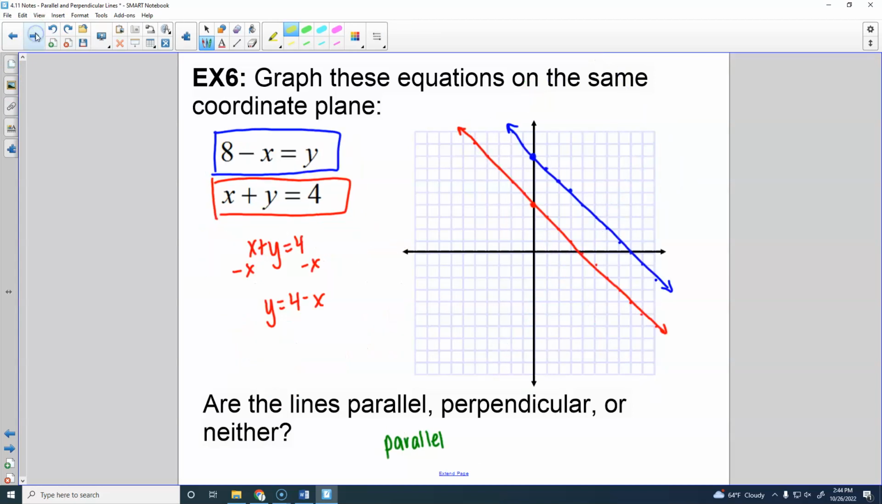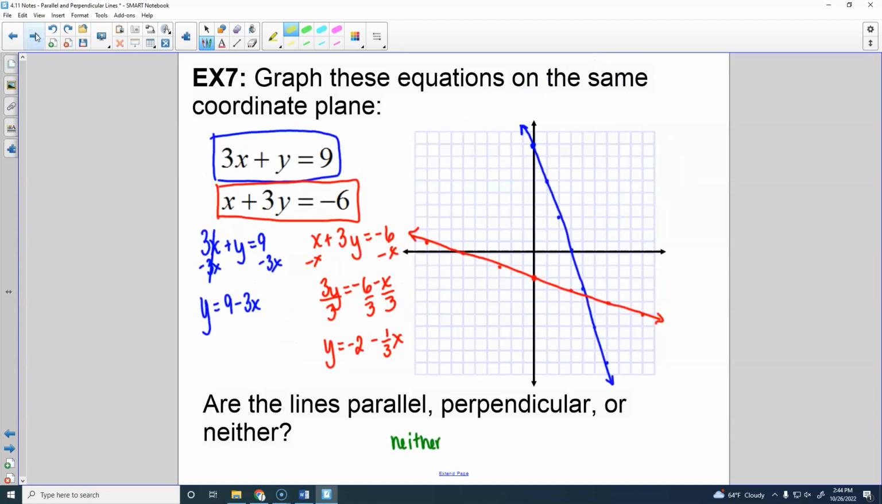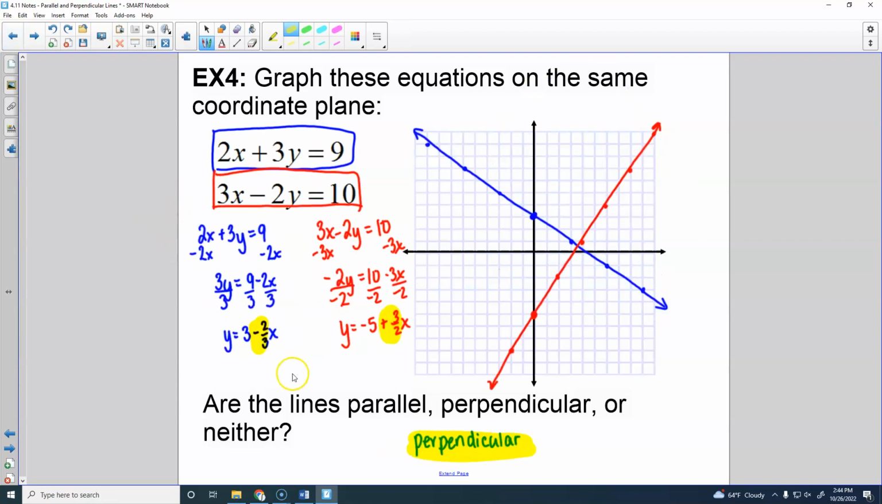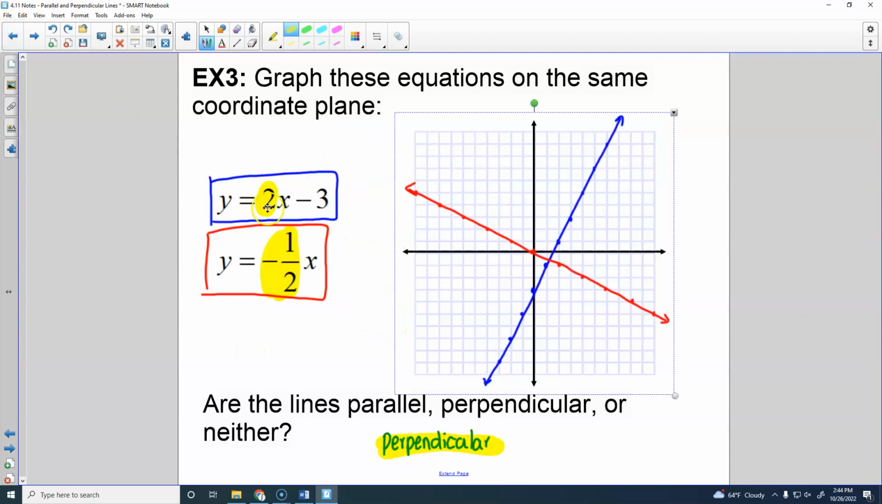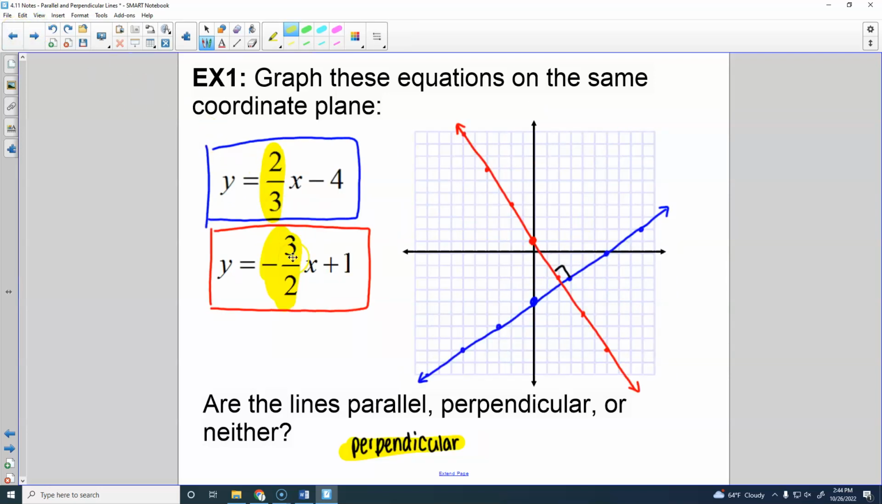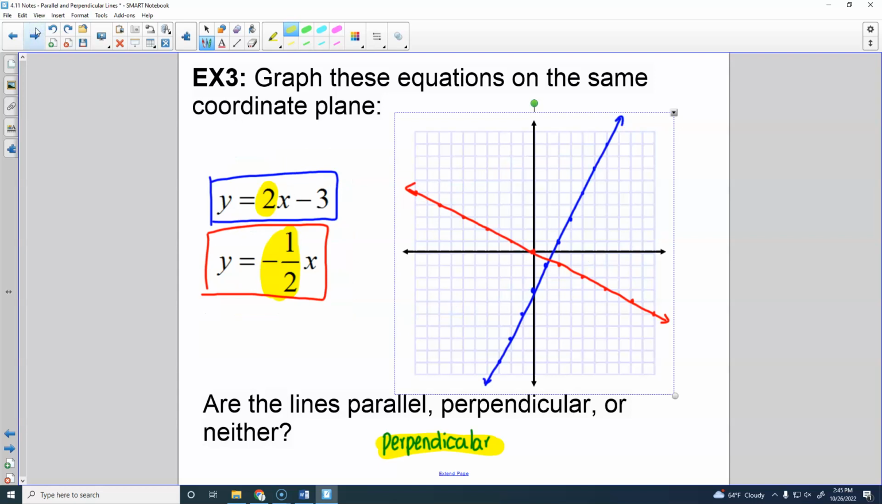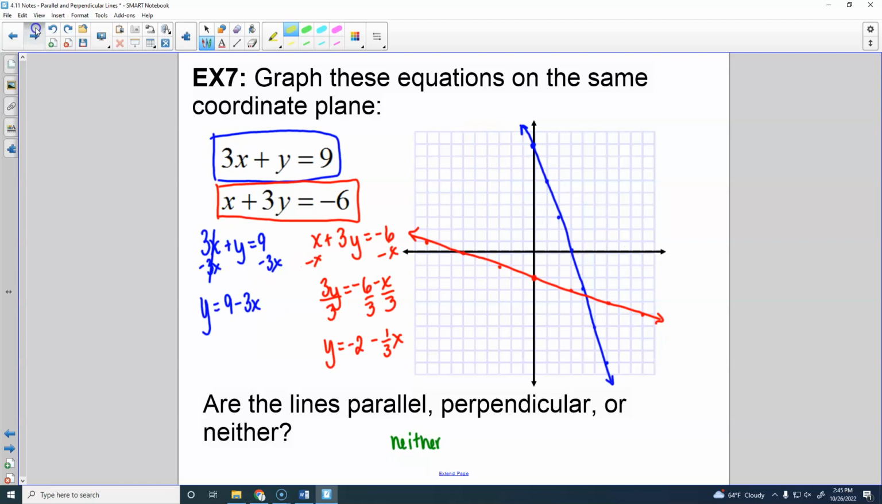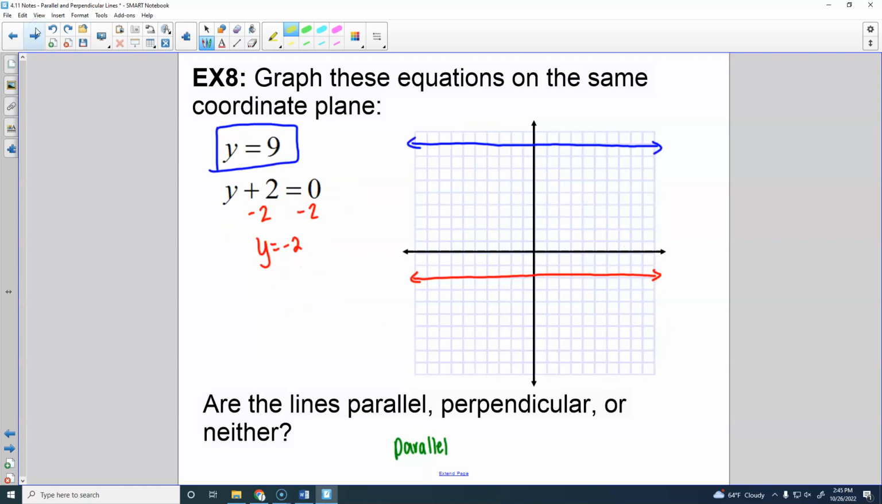Okay, those were neither one. I don't think I had any more perpendicular ones today. So if we look again, negative 3/2, positive 3/2. We had 2 and negative 1/2. And we had 2/3 and negative 3/2. Okay, so looking at the slopes here for perpendicular lines, what do you guys think? Is there a shortcut, a way that we can figure out these just by looking at our equations?